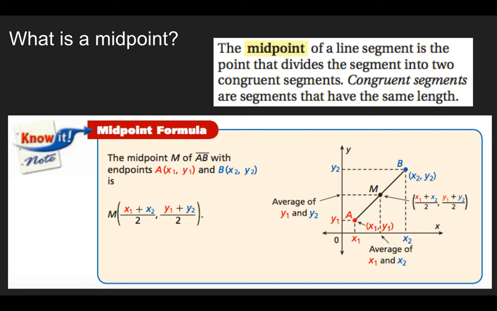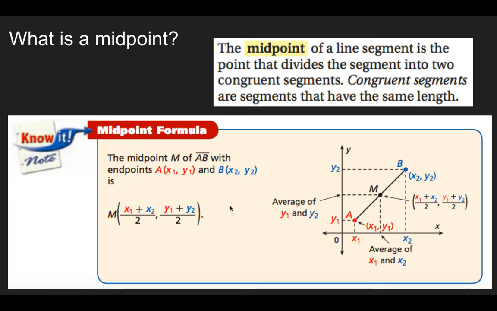When we talk about midpoints, we're talking about literally the point that falls in the middle of a line segment. So if we had line segment AB, as you see here in this very complicated looking picture, the midpoint is just going to be the point that's actually in the middle of that line segment. The definition here says that the midpoint of a line segment is the point that divides the segment into two congruent segments. Remember that congruent simply means that they are of equal length. Okay, they're the same length.